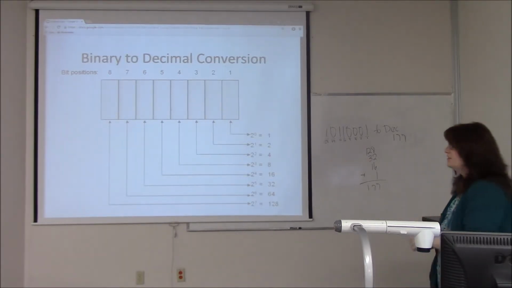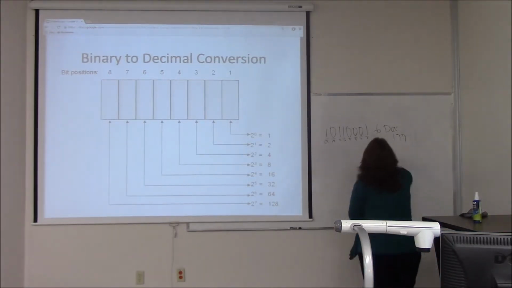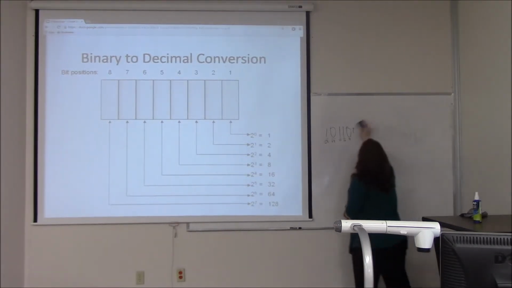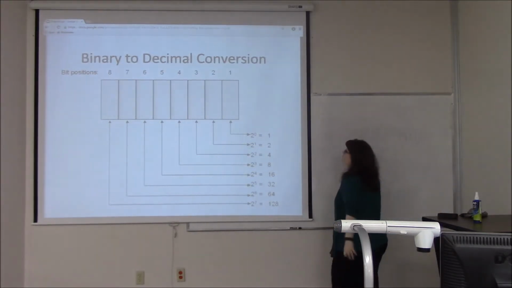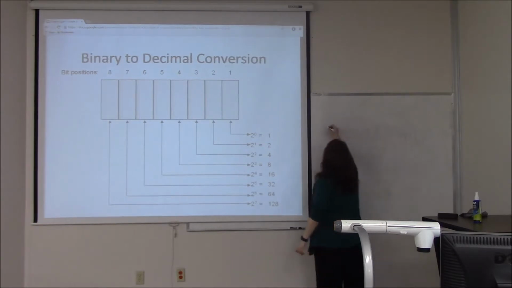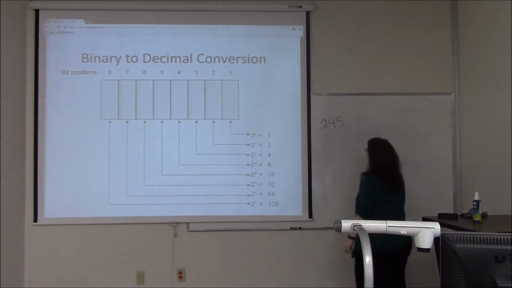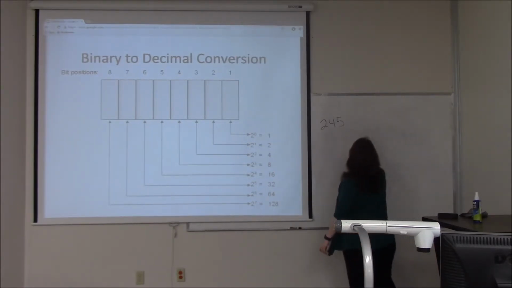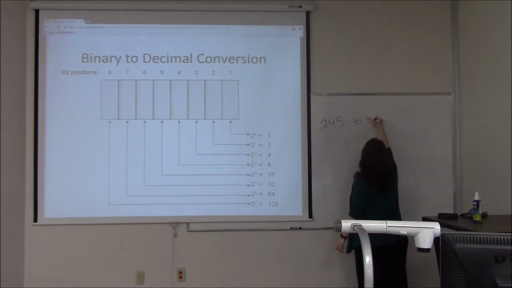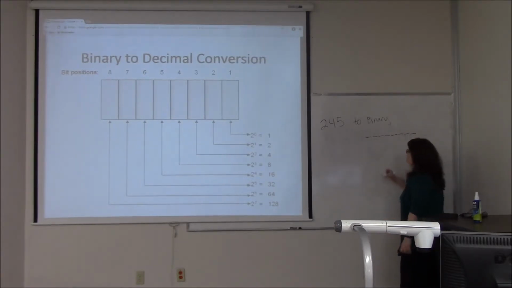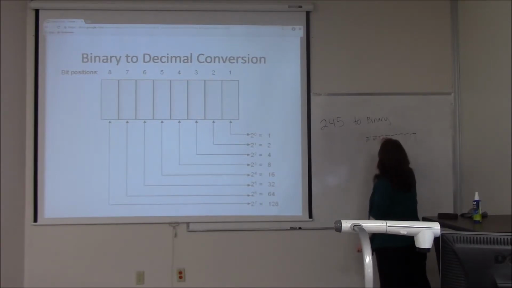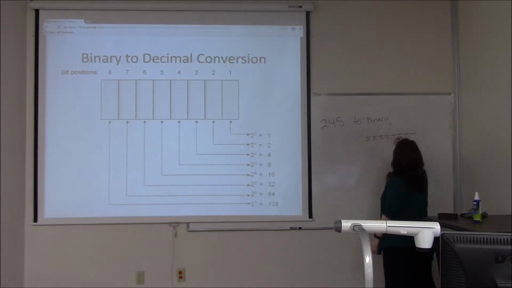Now, conversely, if I want to go backwards, let's do 245. Okay, so I want to figure out how to go to binary. How would I do that? Let me set up my thing here. So here are my bit positions.